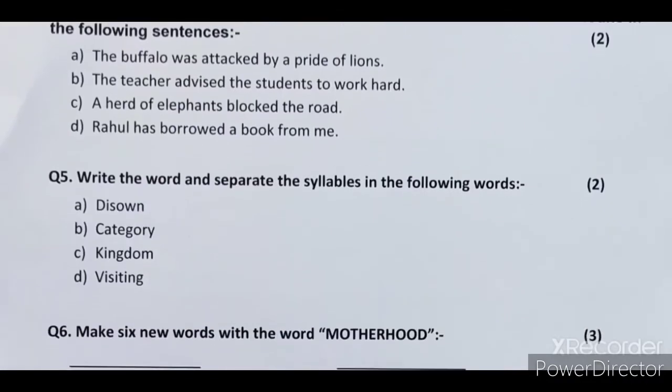Next, question number 5: write the word and separate the syllables in the following words. Disown, 2 syllables. Category, 4 syllables. Kingdom, 2 syllables. You have to split and write, separate and write syllable. Visiting, 3 syllables. Students, disown: put a hyphen, then write own, then you write 2 syllables. Like that you have to write category 4 syllables, kingdom 2 syllables, visiting 3 syllables.